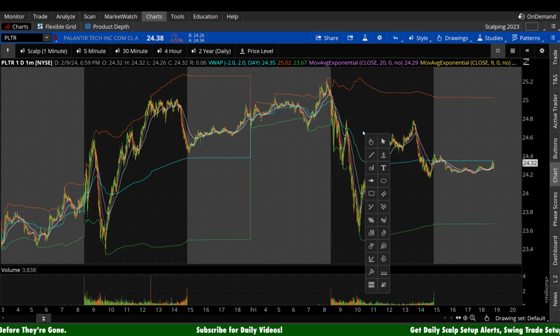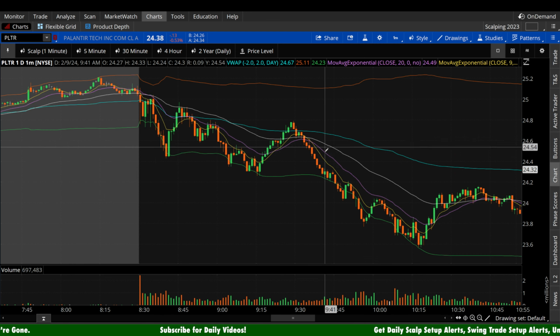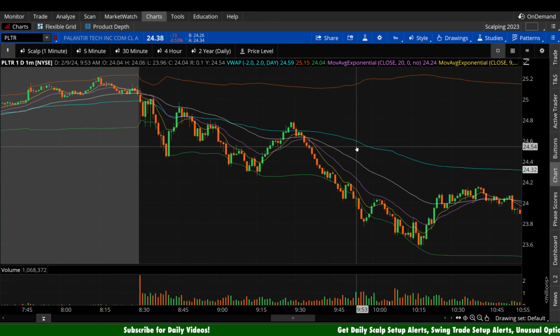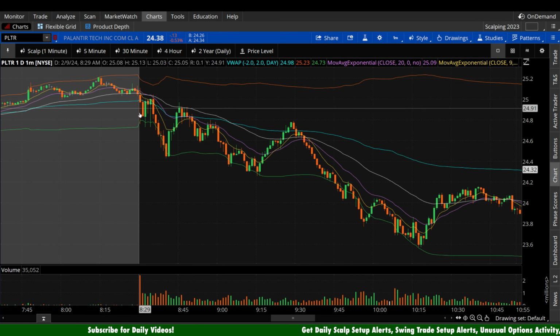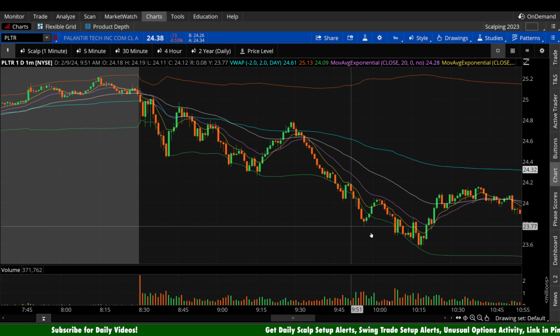Now, we have a bit to look at here, but let's start by taking a zoomed-in look at the first half of the day on the 1-minute chart. Just want to show you guys, we had this little bounce setup forming here early in the day.